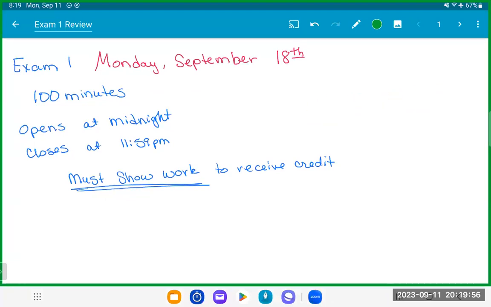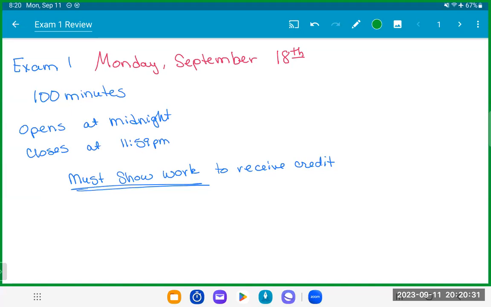All right, it is 8:20, so let's go ahead and finish out with this exam review. So a few items to just review about the exam. The exam is going to be next Monday, September 18th. It will open at midnight, close at 11:59 p.m. You get to choose the 100-minute window that fits best in your schedule, right? So once you open it, you have 100 minutes to complete it, and then it times out.